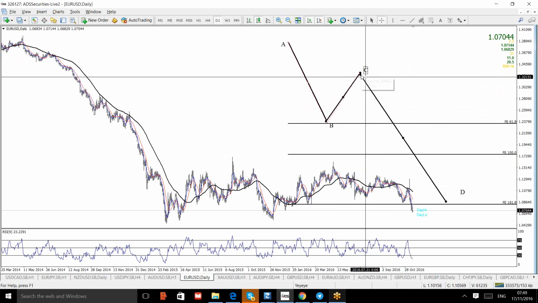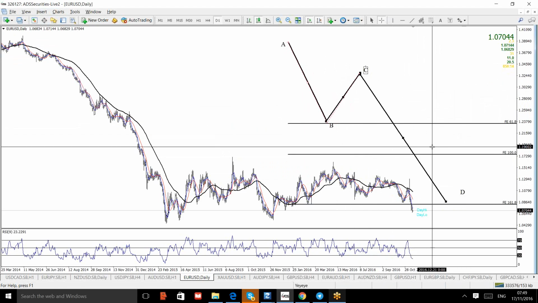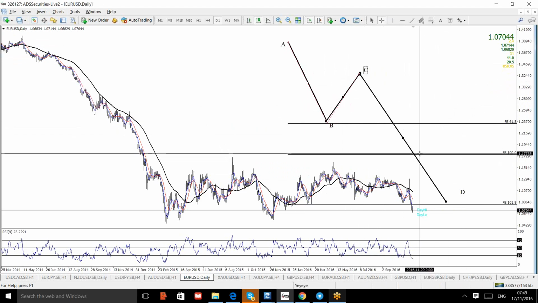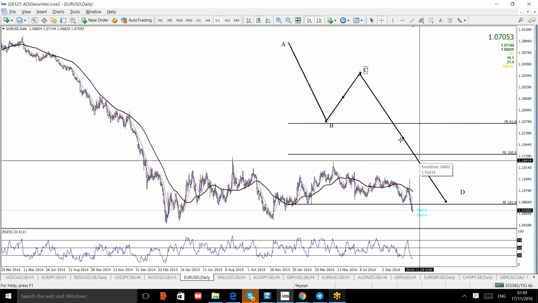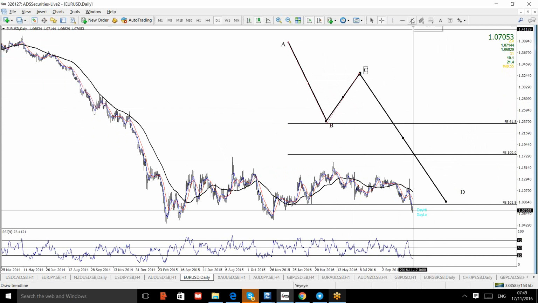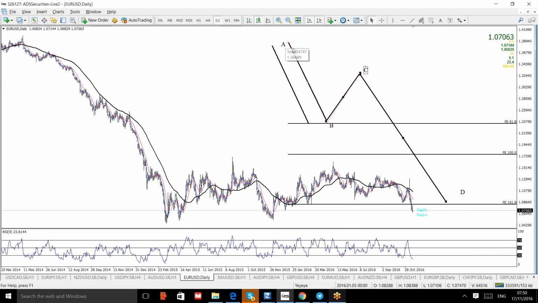Okay. Guys, remember, 100% means what? 100% means same length as A and B. Because remember, it's an expansion of move A and B, right?